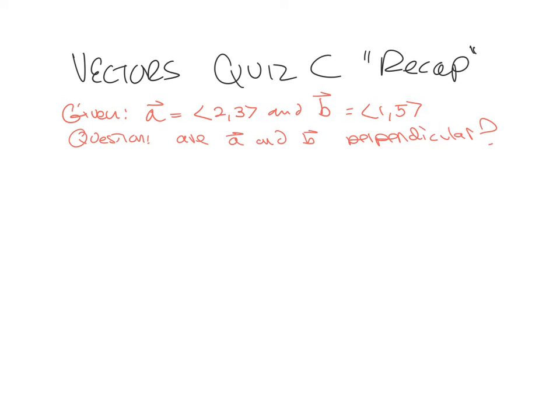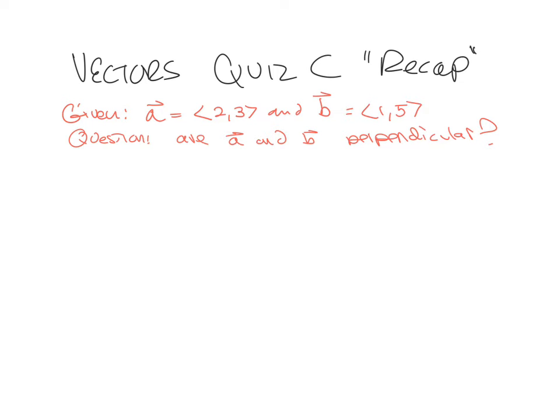So the question I'm starting with is this one. Given that you have vector A with components 2, 3, and vector B with components 1, 5, one question you could ask is, are vectors A and B perpendicular? So this is really a two-step question.